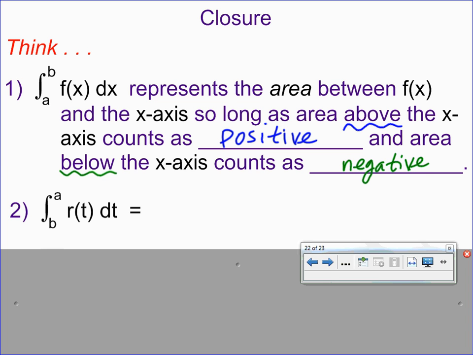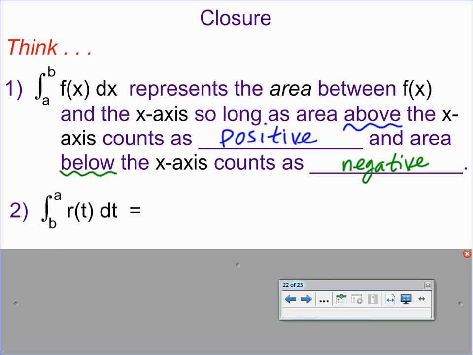If my limits are flipped, if a is less than b, but b is my lower limit and a is my upper limit, then that's going to give exactly the opposite of the integral from a to b. So the integral from b to a of r of t, some function with respect to t, is going to be exactly the opposite of the integral from a to b of r of t. I can switch my limits around so long as I then take the opposite, that is, negative 1 times the quantity.